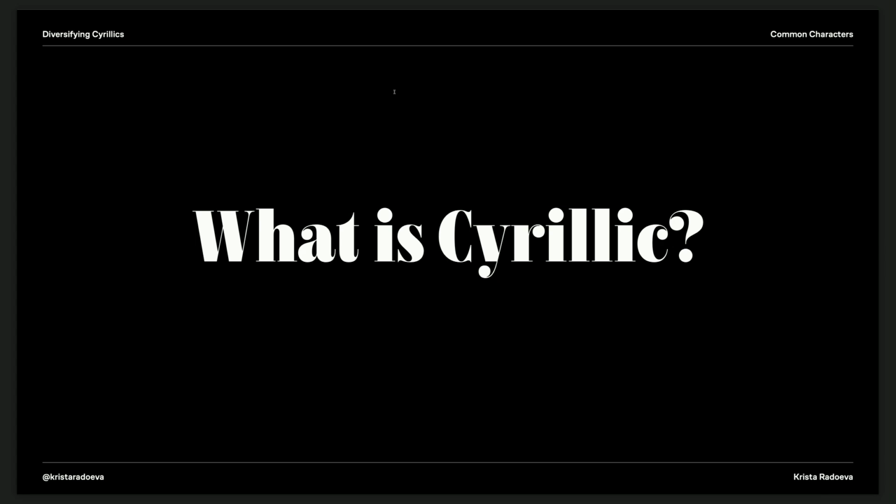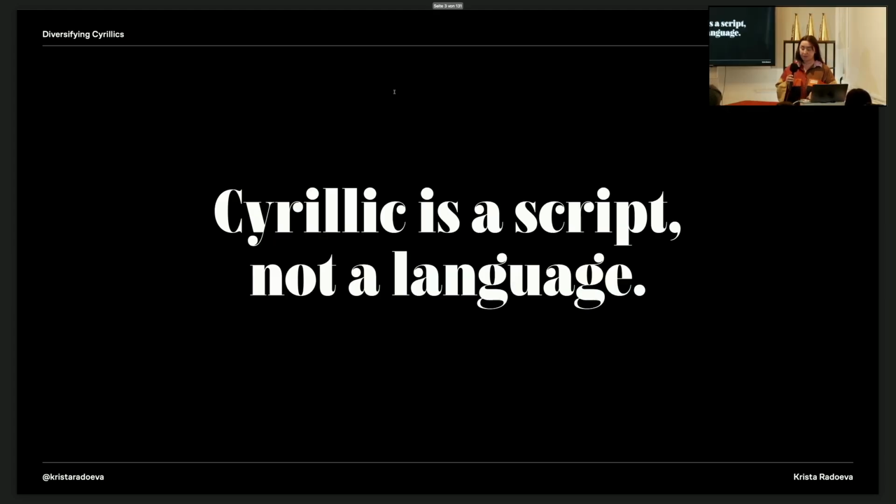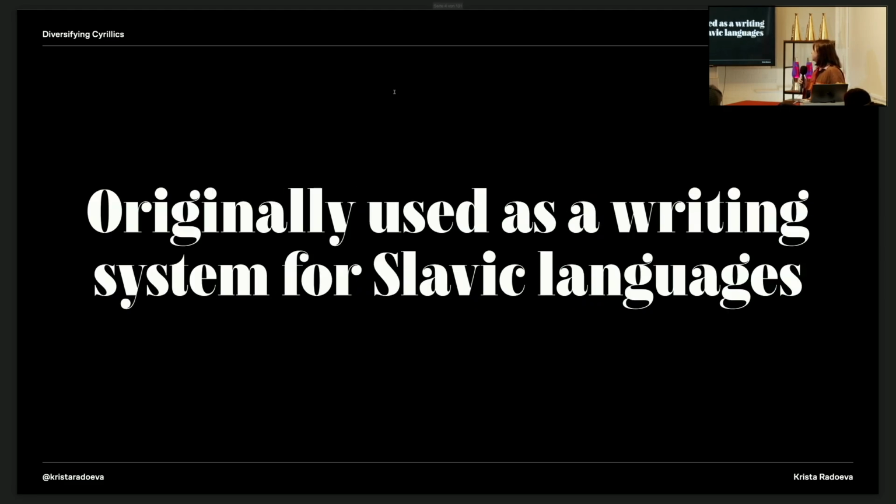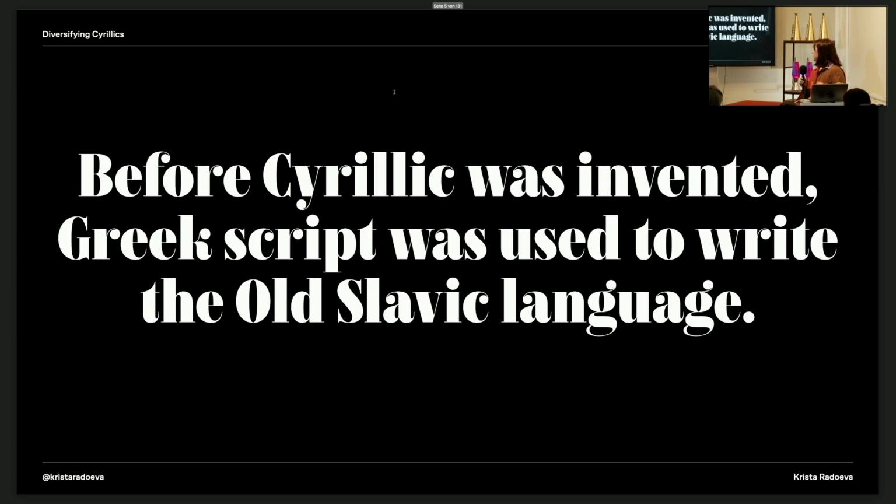So let's start with the basics. I know I'm talking to mostly educated type designers, but you would be surprised how often I have had to explain what Cyrillic is. So Cyrillic is a script. It's not a language, and it was originally used as a writing system for Slavic languages, in the Balkans and Eastern Europe. Before Cyrillic was invented, Greek was used to write the old Slavic languages.